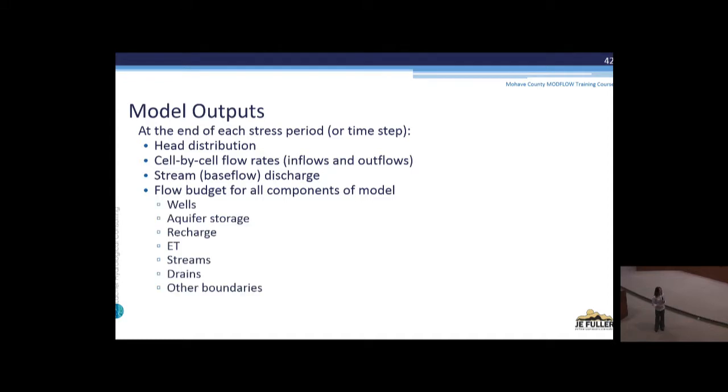Very handy. And these flow budgets include all the different elements of stress and storage. So wells, pumping wells, injection wells, aquifer storage change. Okay, remember I said water is going to come from somewhere. When you put in a pumping well, you're either sucking it from the part of the aquifer right around the well, or you're inducing leakance from some other source of capture. So recharge, ET, stream base flow, drains, and any other boundaries. All this stuff is available for inspection at every time step.